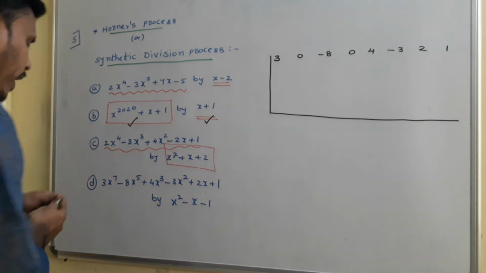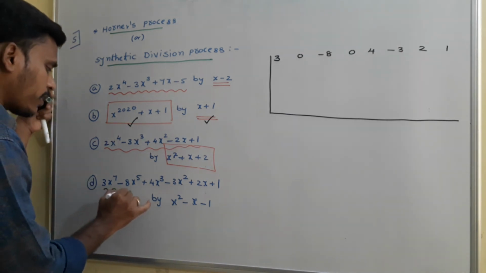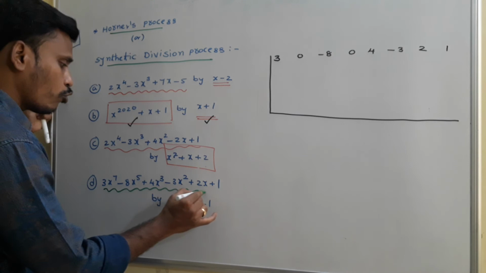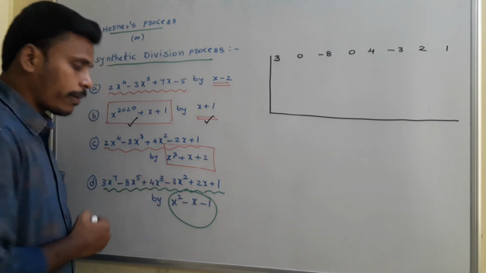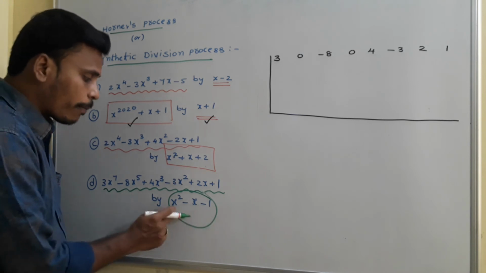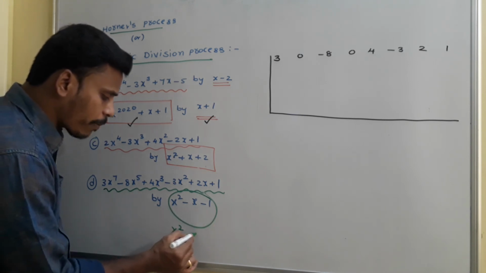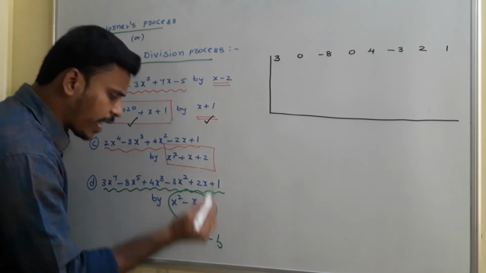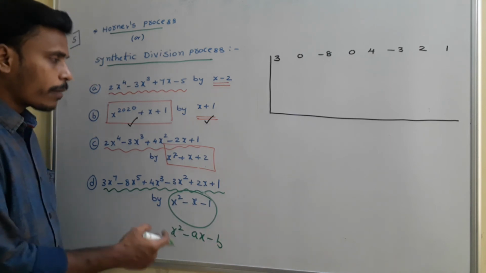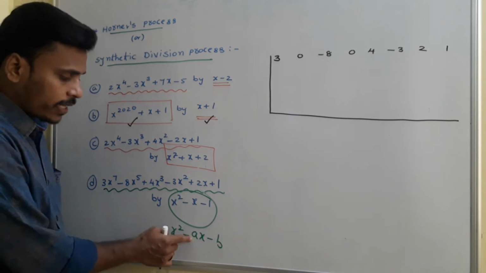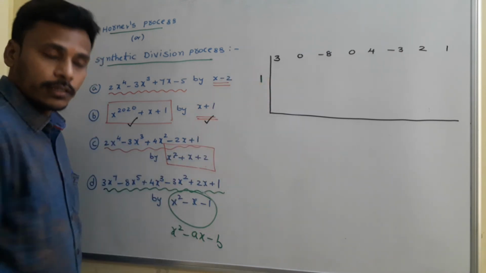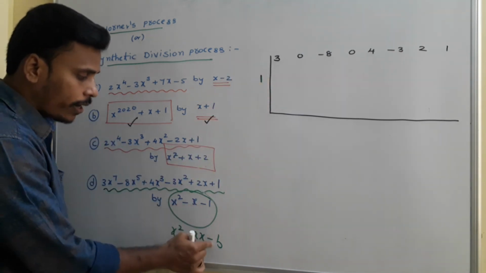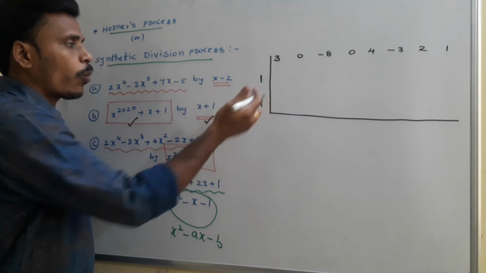Here we need to divide 3x power 7 minus 8x power 5 plus 4x cube minus 3x square plus 2x plus 1 with this divisor x square minus x minus 1. We need to compare the divisor with x square minus ax minus b, as I said. So x square minus ax minus b. So minus ax minus x. So what is a here? A is 1. Write 1 here. Minus 1 minus b. What is b? B is also 1. Write 1 and 1 here.